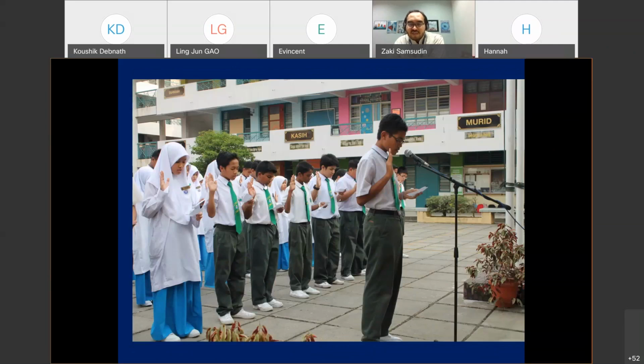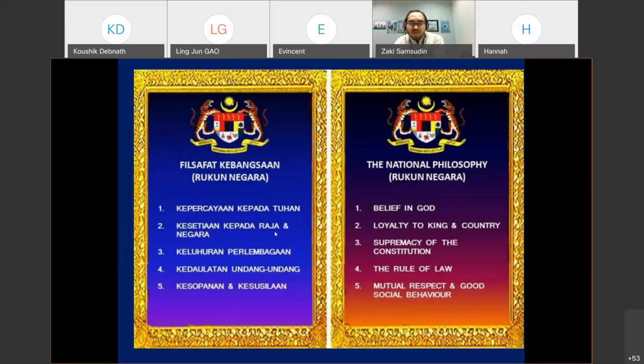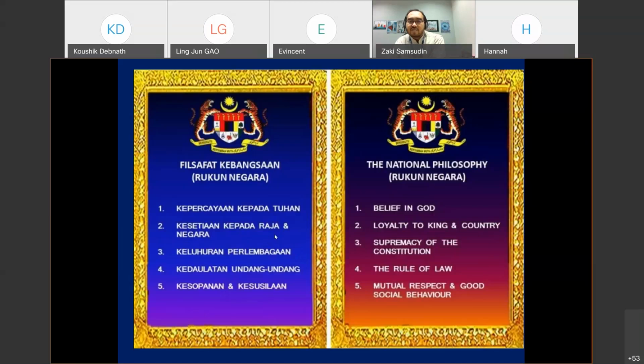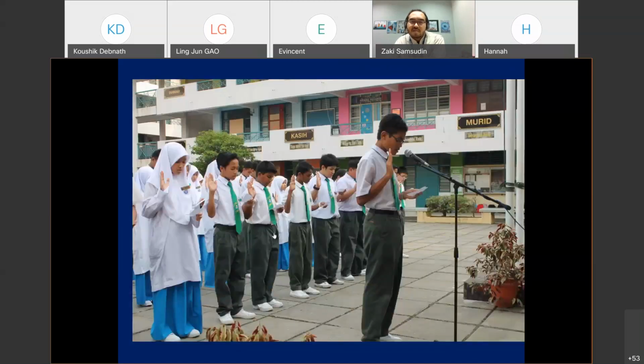Every Monday during the weekly assembly session in all schools over here in Malaysia, both national and also private schools, you have to recite this during the assembly. There will be a student leader who will recite this on the mic, and everyone else will follow. They say, kepercayaan kepada Tuhan, and the rest will follow: kepercayaan kepada Tuhan. Kesetiaan kepada raja dan negara. Kesetiaan kepada raja dan negara.